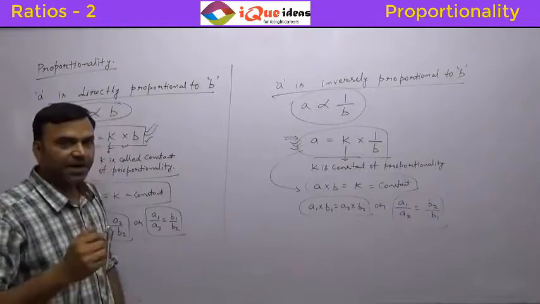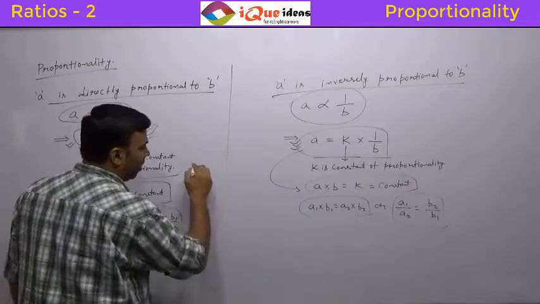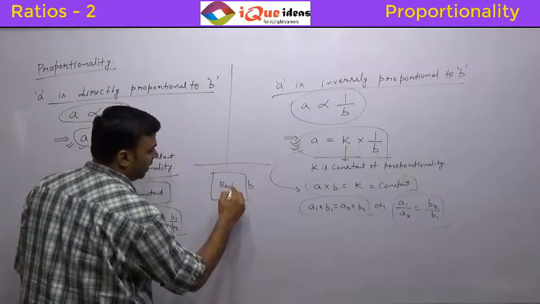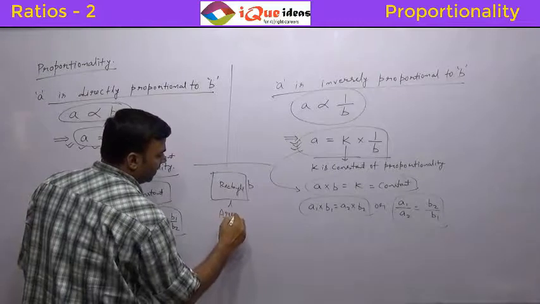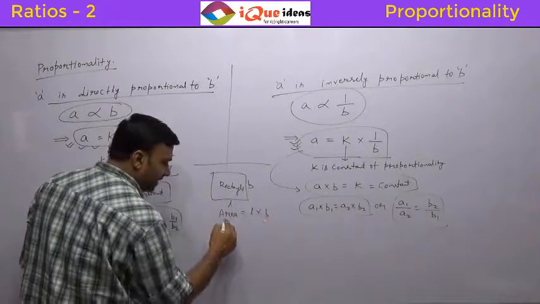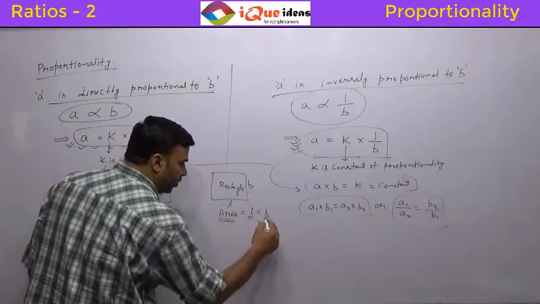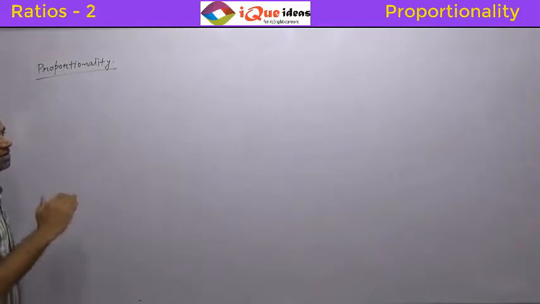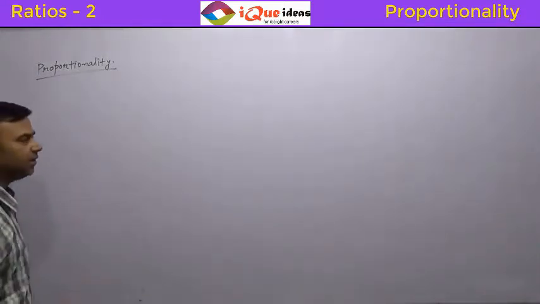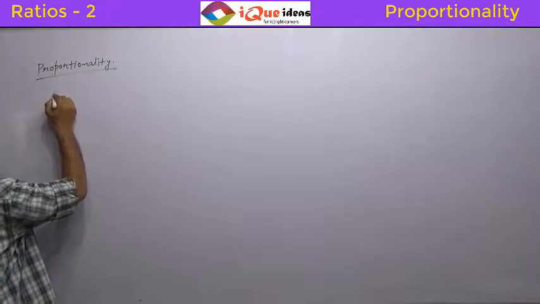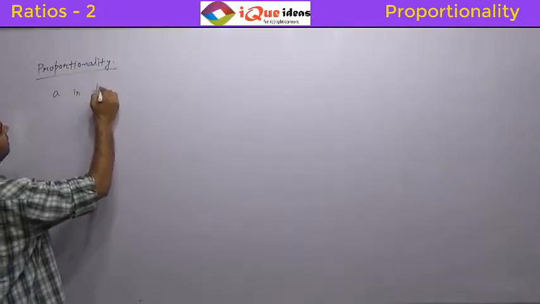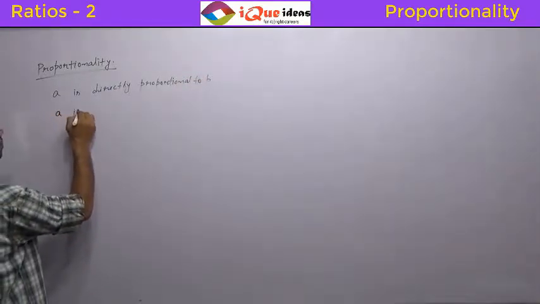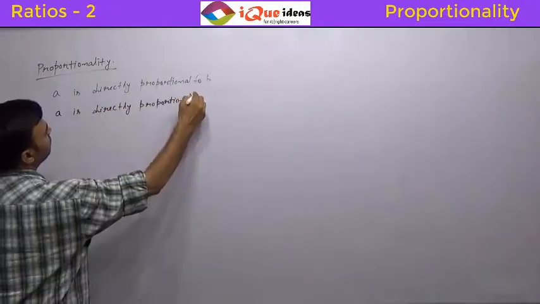For example, area of rectangle. Area of rectangle is dependent on both its length and breadth. So if this is length, this is breadth, and this is a rectangle, then its area, we know, is equal to L into B. That means area is proportional to length and it is also proportional to breadth, and it is directly proportional. We'll take some situations. Now suppose we have a situation where one quantity depends on more than one quantity. So let's say A is a quantity directly proportional to B, and it is also given that A is also directly proportional to C.